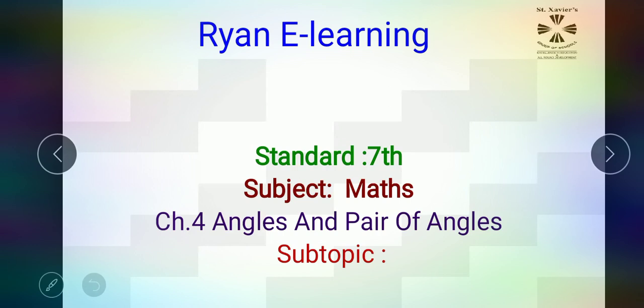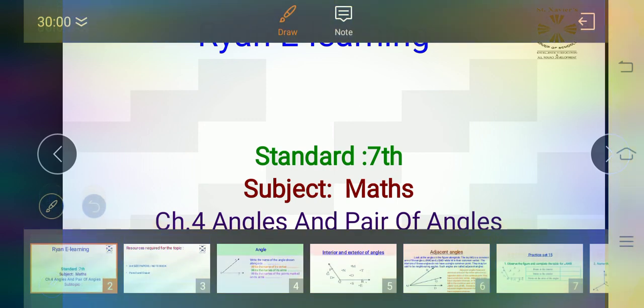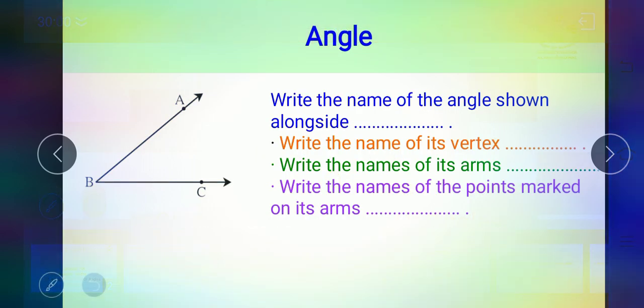Students, today in maths we are going to do chapter 4, angles and pair of angles. So here we'll start with the chapter. In the starting only I have an activity for you. When you see the diagram, here we have an angle. This is like a revision for you. You have already studied this in your previous standard.